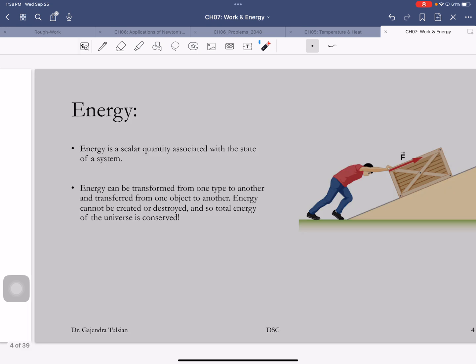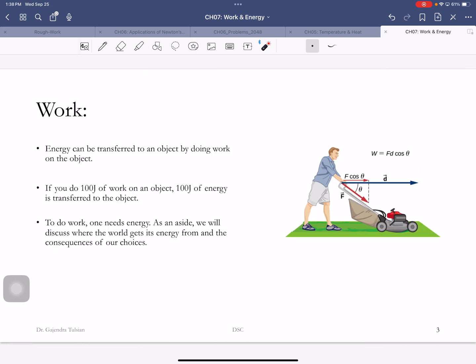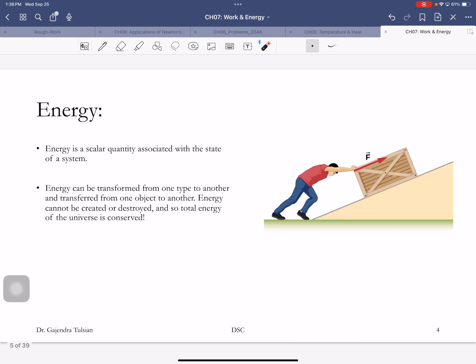Energy is a scalar quantity. Does work equal force times distance? Well, we'll come to that. Energy is a scalar quantity associated with the state of the system. What does that mean? Its state means its configuration. So the energy content of my body right now just depends on the state of my body. The history doesn't matter, except in the sense of how you got to this state.